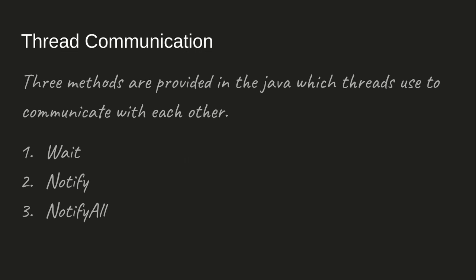Now, for inter-thread communication, there are three methods provided in Java which threads use to communicate with each other. The three methods are namely wait, notify, and notifyAll. All these three methods are provided in the Object class of Java. As we all know, the Object class is the main parent class in Java; all the classes in Java are somehow child classes of the Object class in the class hierarchy. All of them point to the Object class as a parent.